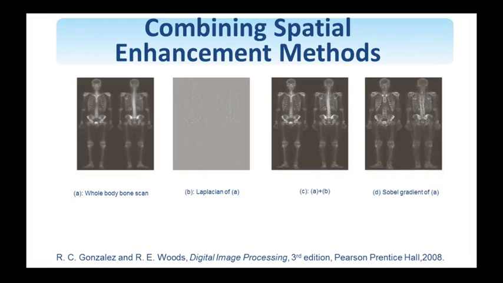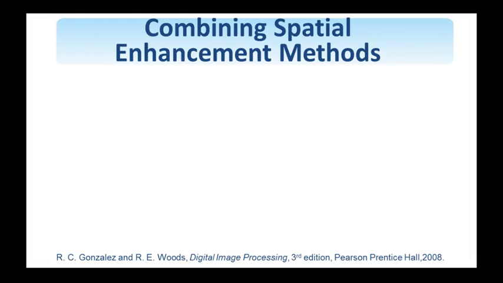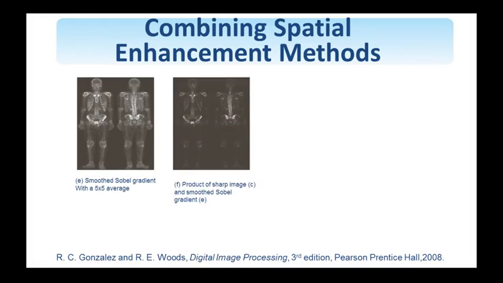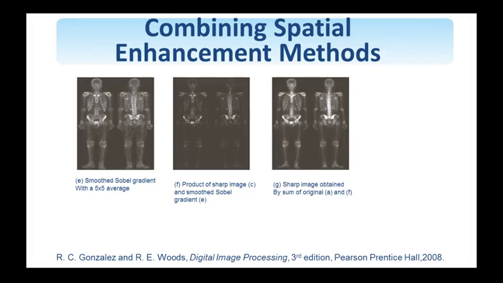It's called Sobel gradient, one of the ways to implement the first order derivative, and again we'll cover these in more detail when we talk about segmentation. Now I can take the Sobel, the first order derivative we just saw, and smooth it out. So it's averaged with a 5x5 filter. Then I take the product of the sharpened image that I had obtained by adding the Laplacian with this smoothed Sobel gradient. So this gives me a mask, their product. And then I can add this mask to the original image, and I obtain this sharpened image.